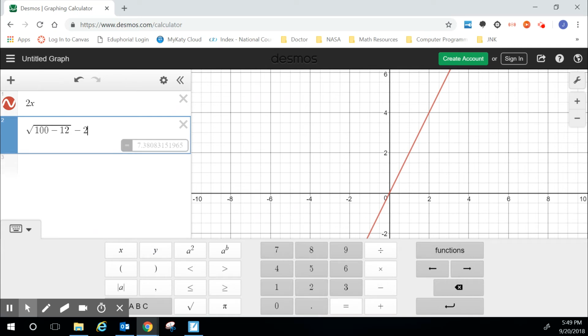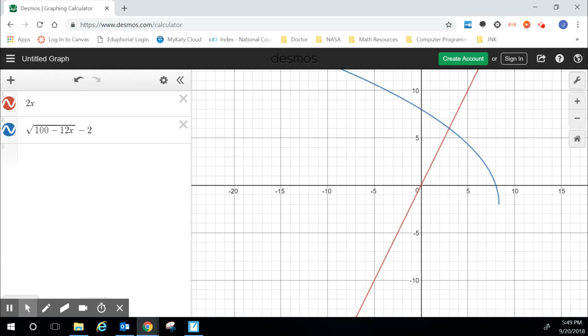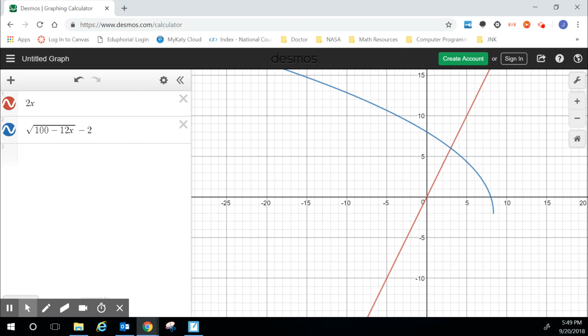All right, we forgot our x here. That's why it's giving me a number. It will perform regular calculations for you, as you see. But when we put an x in there, it's going to graph it. So this is those two graphs. And you see here that our one solution is right up there when x is equal to 3.